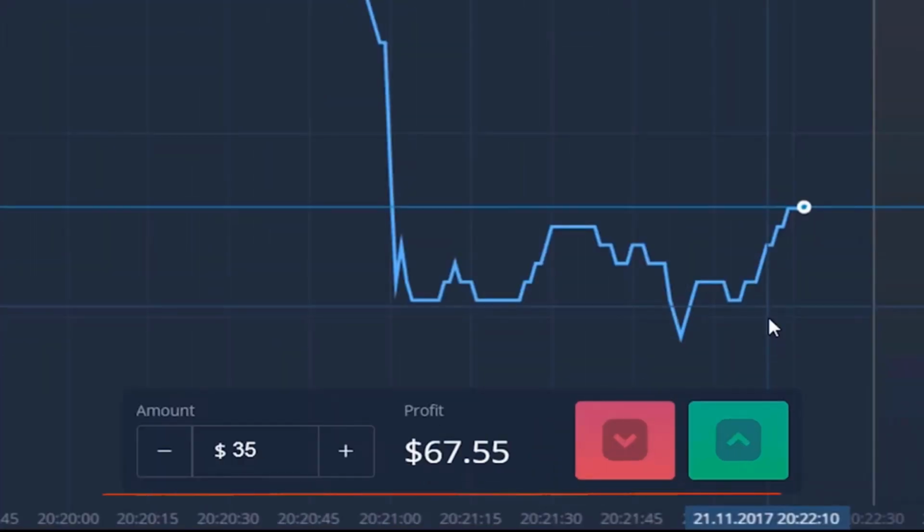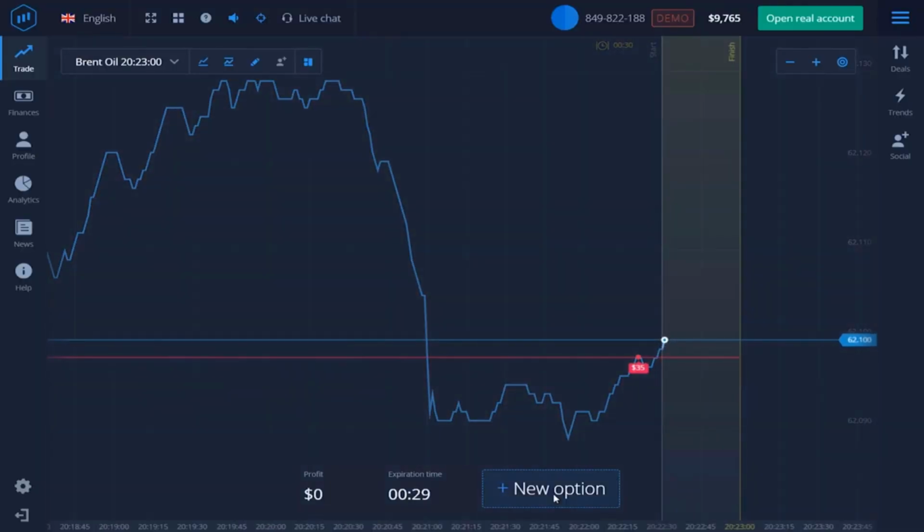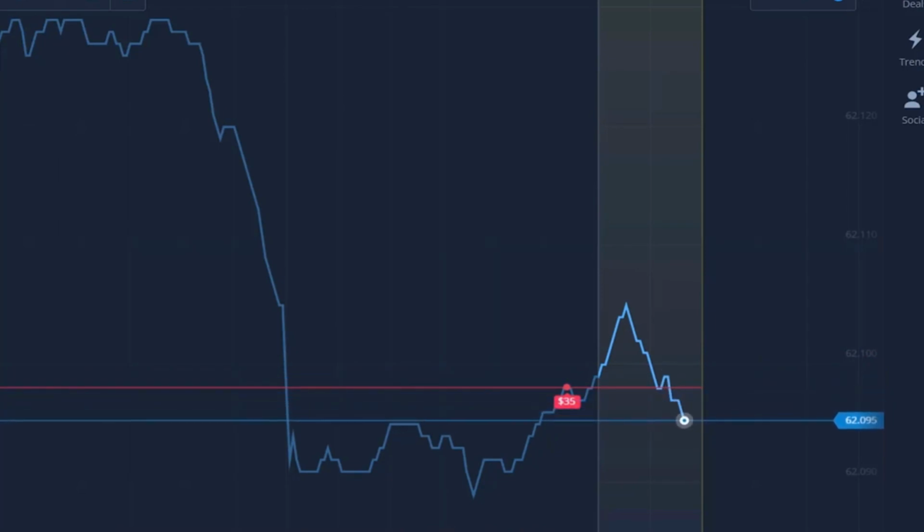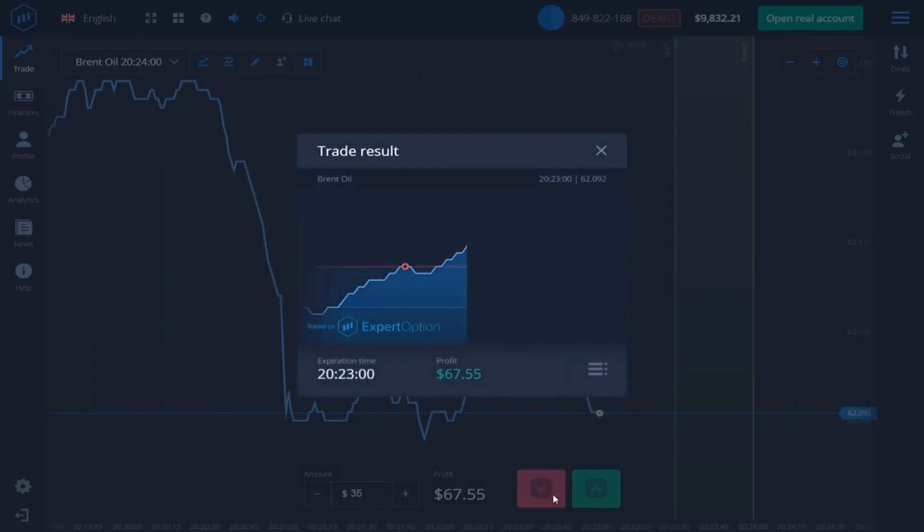So in my case, I invested $35, and with the win percentage, that is $67.55. Let's see how the asset price goes. I predicted it would go down. If it does, I win $67. If not, I will lose. Well, it went down, so I won $67.55.